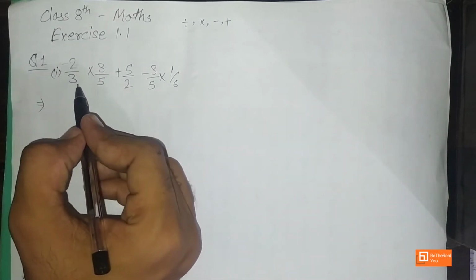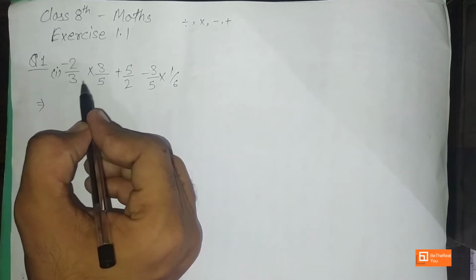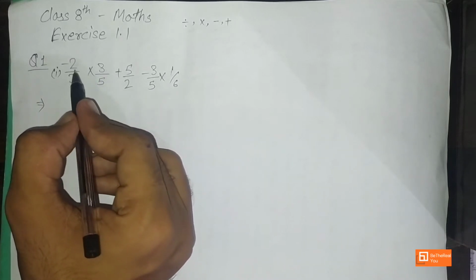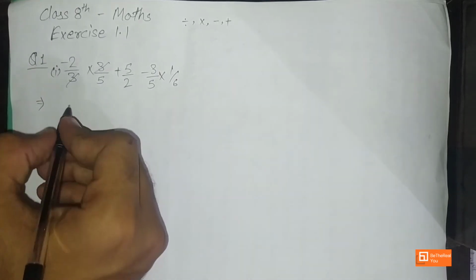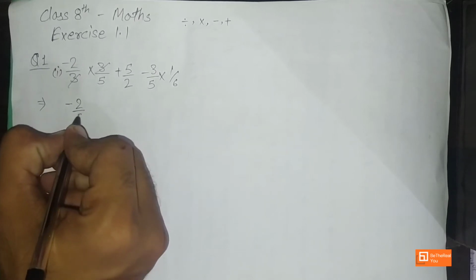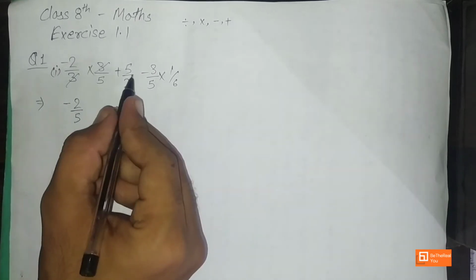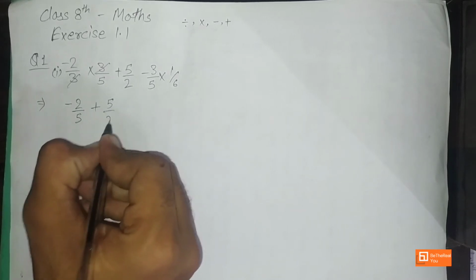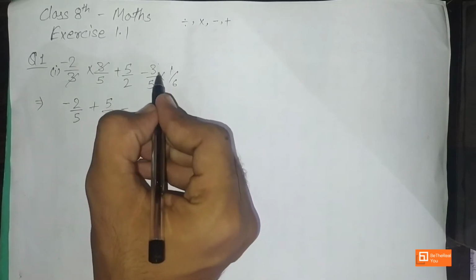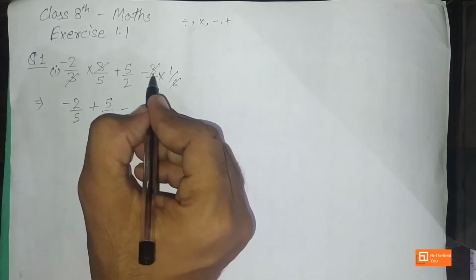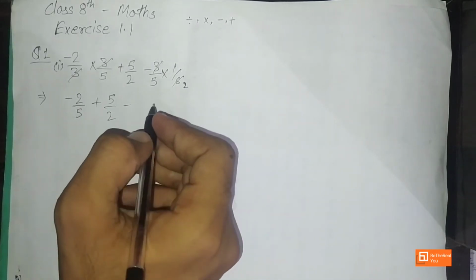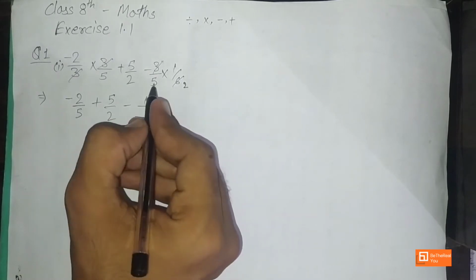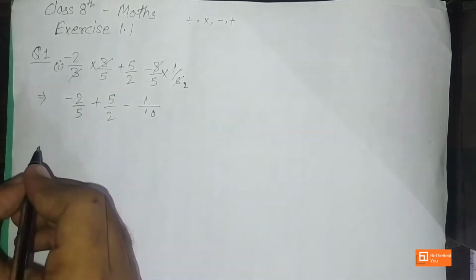If we are solving the first question, let us find out if there is anything we can cancel. 2 upon 3 multiply 3 upon 5, this 3 and this 3 can be cancelled, and we will have minus 2 upon 5, and plus 5 upon 2 as it is. After that, 3 and 2, 3 twos are 6, so 6 is cancelled 2 times. We are having 1 upon 5 multiply 2 will be 10.